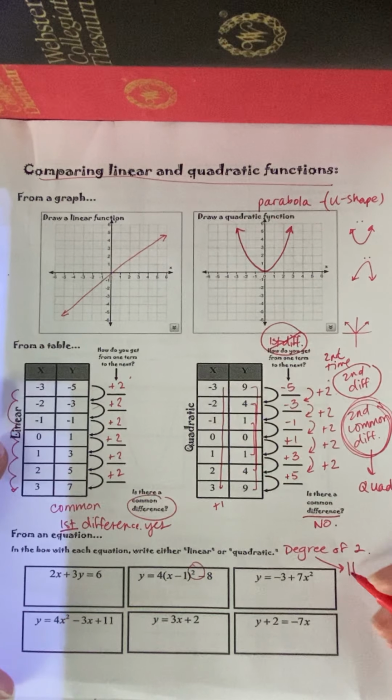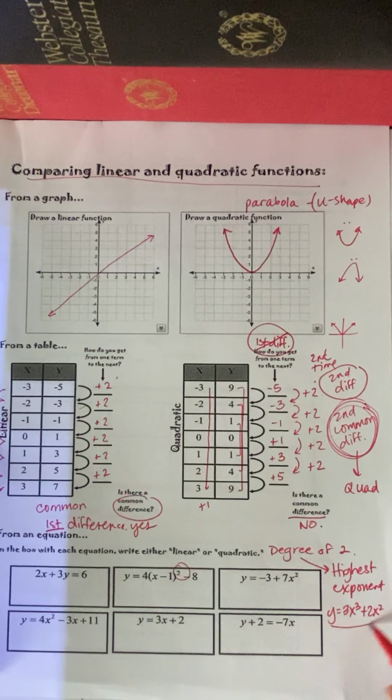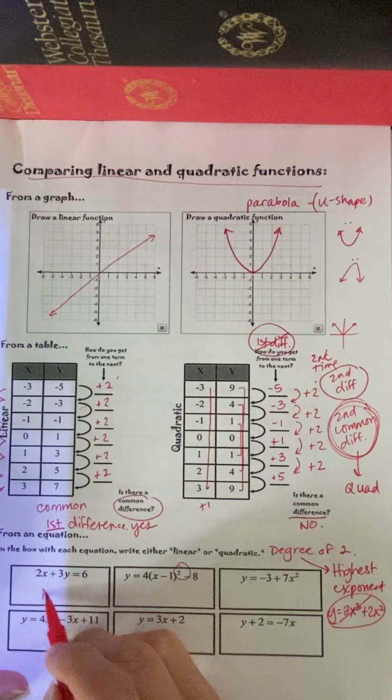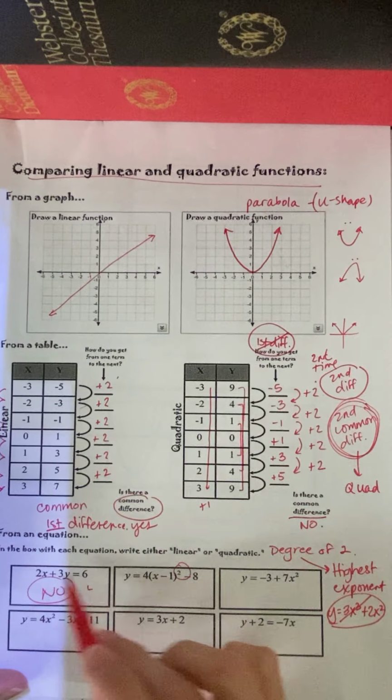It means that that's the highest exponent. So if you have y equals 3x cubed plus 2x squared, that is not a quadratic function. It's actually a cubic function. But if you have a squared term and it's the highest term in there, then it is quadratic. So if you look at 2x plus 3y equals 6, that's not quadratic.